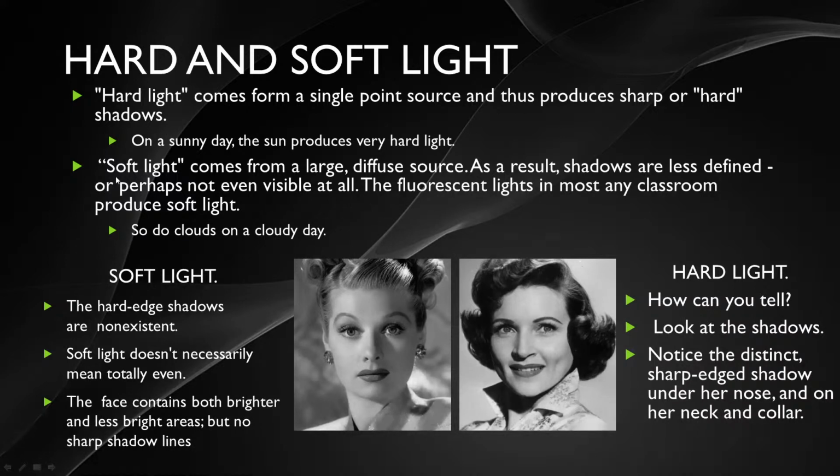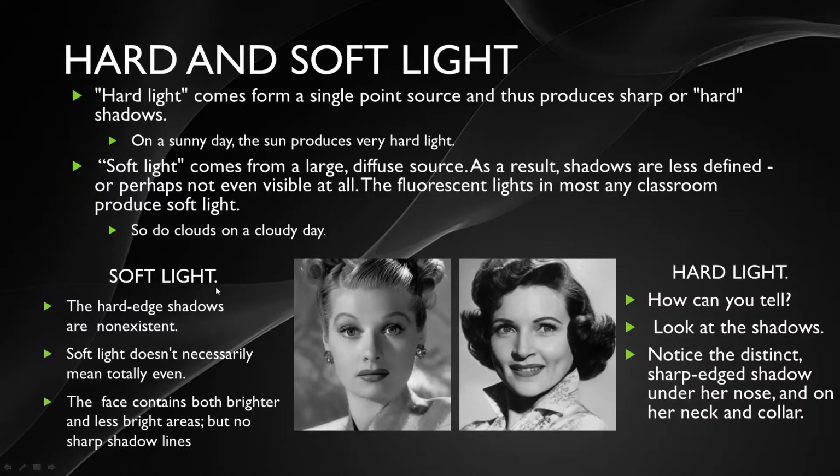Now, the opposite is a soft light, and these come from a large diffused source. So you're usually not seeing the direct light, and as a result, shadows are less defined and probably even less visible. If you've ever looked at your shadow and you can't make out a definite edge, but you can see just like a dark area, that's going to be a soft light. And you'll see this particularly on a cloudy day.